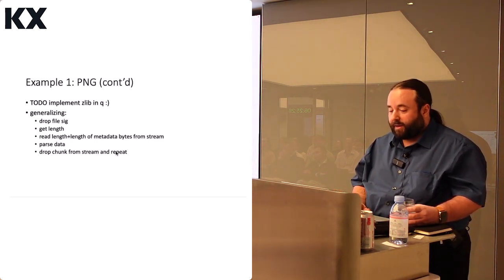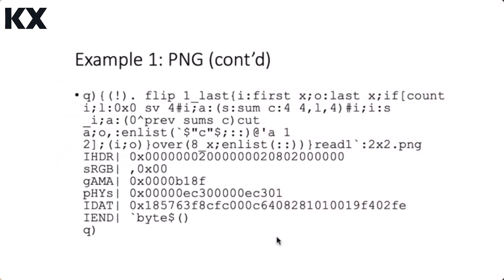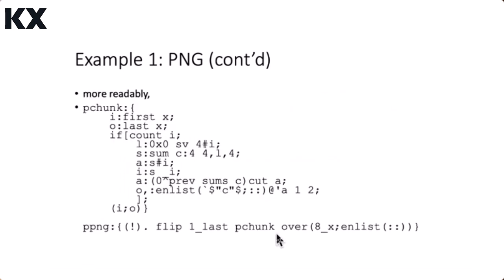So implemented, that looks like this. And you can see it producing a dictionary output with each of the chunk types and the data of them. Or more readably, it looks like this.